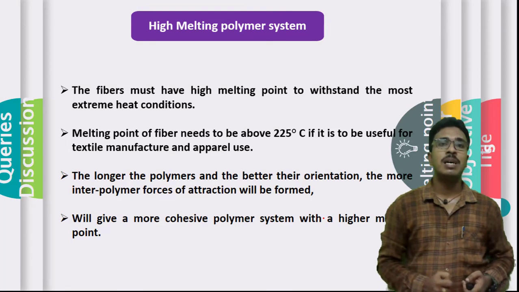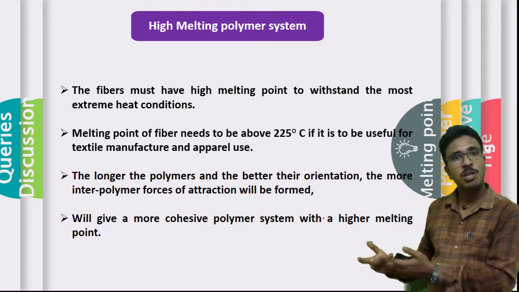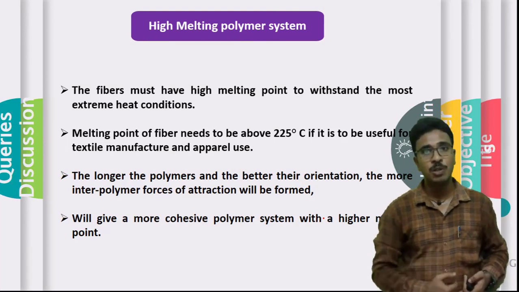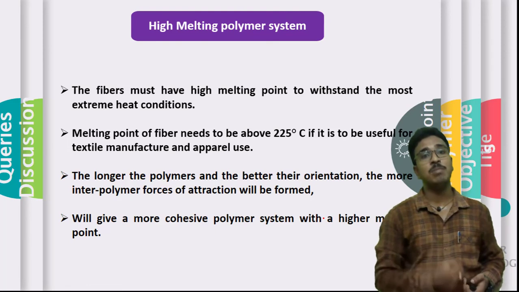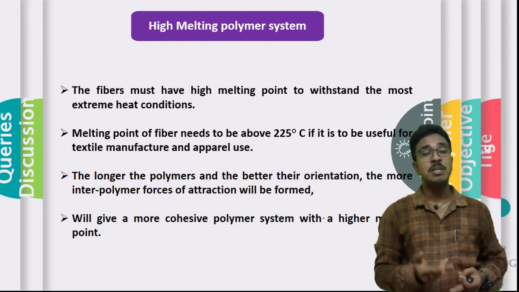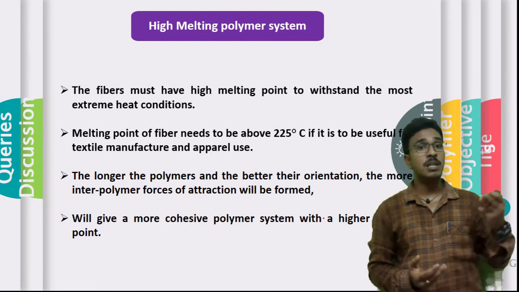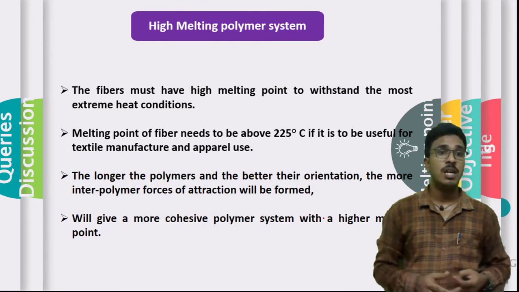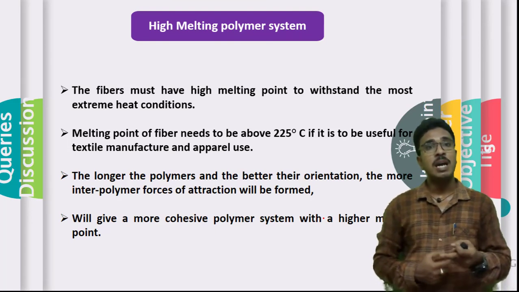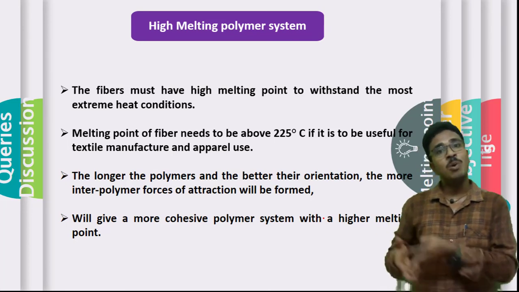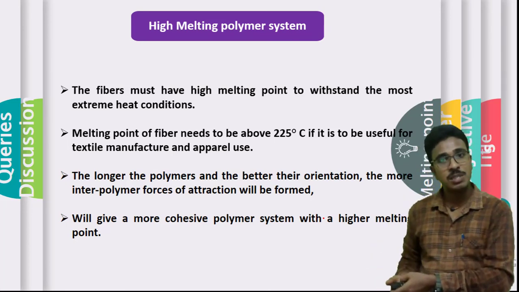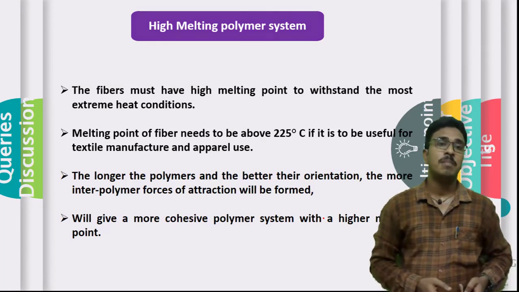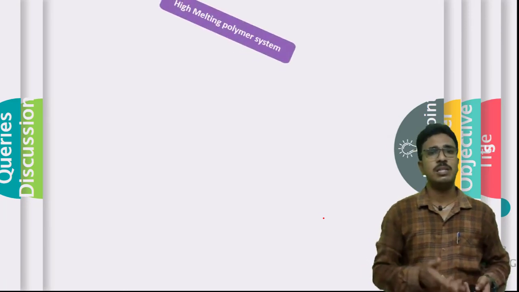The longer the polymer, the better the orientation, and the more intermolecular forces there will be. Obviously, a cohesive polymer which is produced will have a higher melting point. Here you can relate the property of melting point with a longer polymer and its orientation with intermolecular forces. The longer the polymer and the better the orientation, the more intermolecular or interpolymer forces. Obviously a cohesive polymer will have a higher melting point. So we can relate all these things.